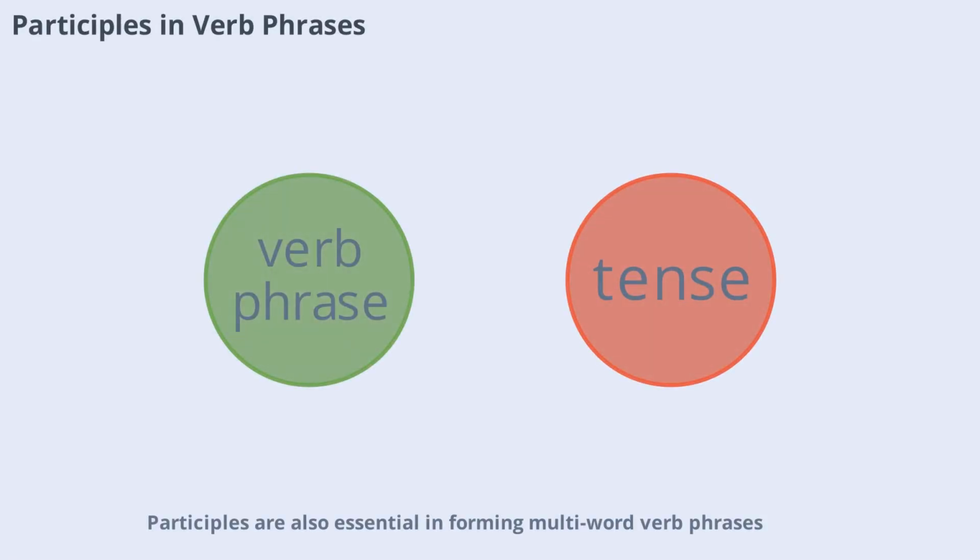Participles are also essential in forming multi-word verb phrases, especially when showing tense. By pairing participles with helper verbs, you can express ongoing or completed actions. This is a key part of English grammar, allowing you to be precise about when something happens or happened.